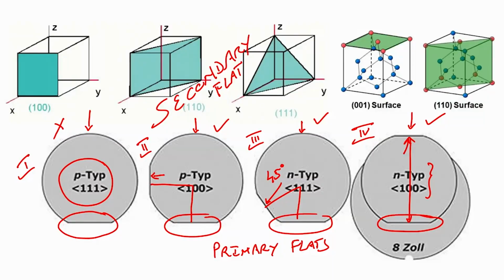So, now if you come back to the screen, you will appreciate why there is a secondary flat with respect to the primary flat, or there is no secondary flat with respect to the primary flat. So, let me play you this video and then we will continue.